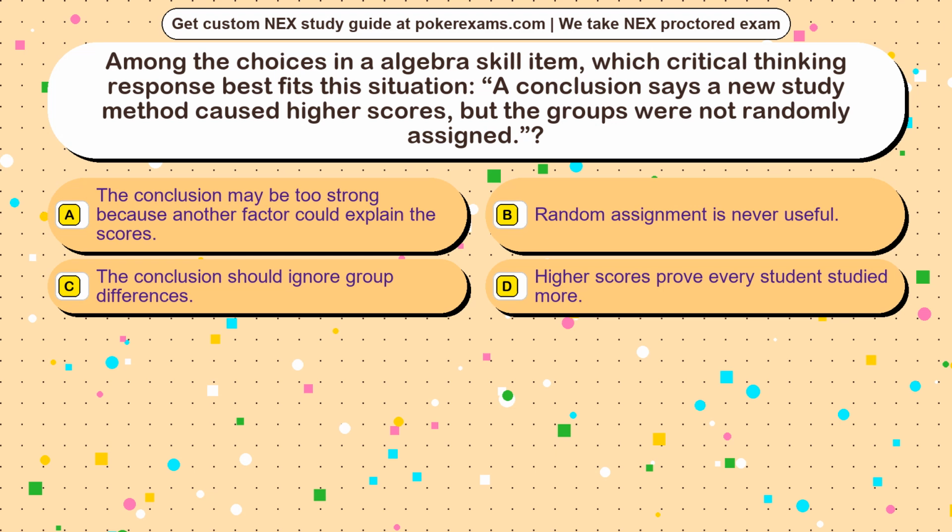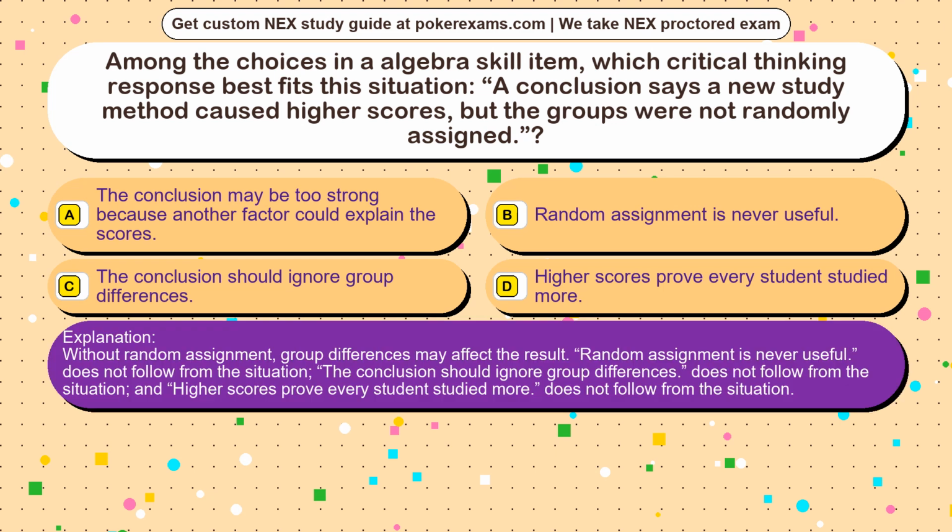The correct answer is option. Without random assignment, group differences may affect the result. Random assignment is never useful, does not follow from the situation. The conclusion should ignore group differences, does not follow from the situation, and higher scores prove every student studied more, does not follow from the situation.